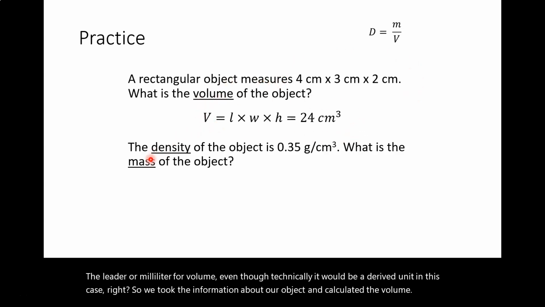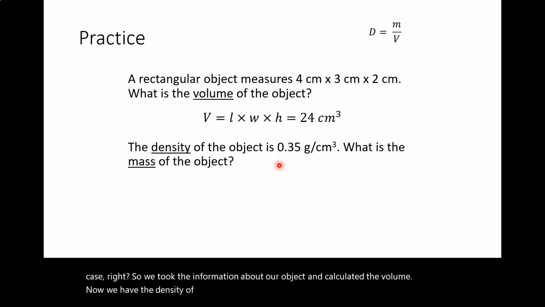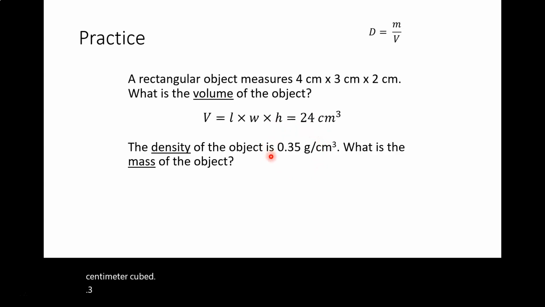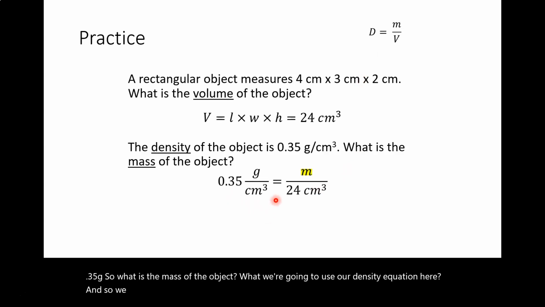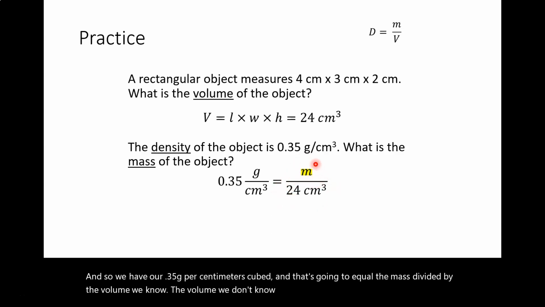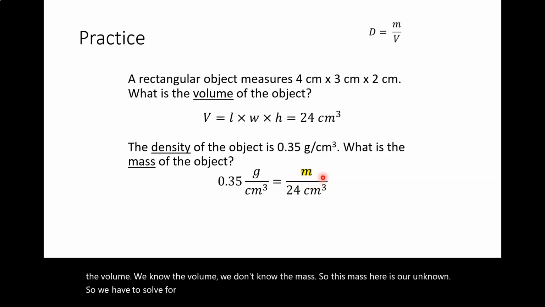So we took the information about our object and calculated the volume. Now we have the density of the object, and it is 0.35 grams per centimeter cubed. So for every centimeter cubed, it's 0.35 grams. So what is the mass of the object? Well, we're going to use our density equation here. We have our 0.35 grams per centimeter cubed, and that's going to equal the mass divided by the volume. We know the volume, we don't know the mass. So this mass here is our unknown, and we have to solve for this value.